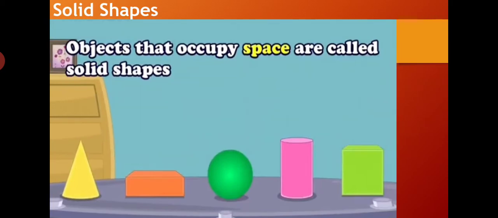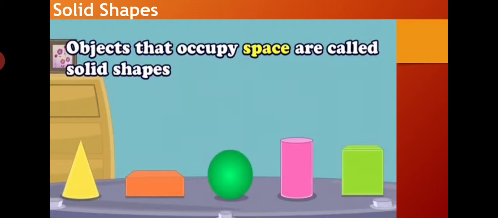Students, in the last module, we have seen one of the solid shapes. Continuing with this, we will learn in this module 5 common solid shapes. So, before learning these solid shapes, first of all, we should know what we mean by solid shapes. The objects that occupy space are called solid shapes.